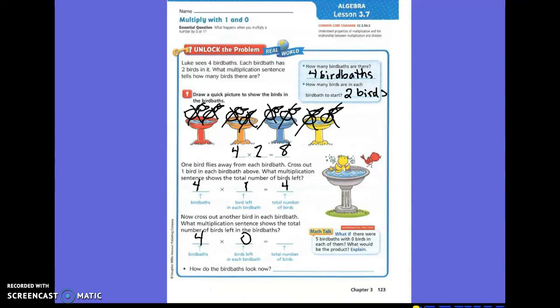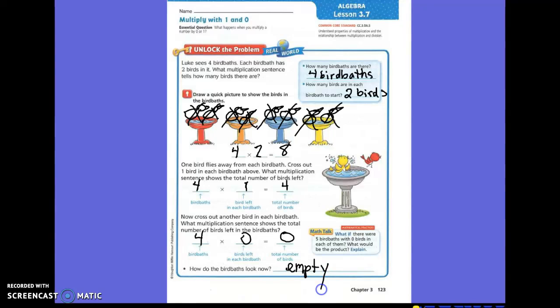And what's our total number of birds for our 0? What's our product? The answer. 0. There are no birds left. How do the bird baths look now? Empty.